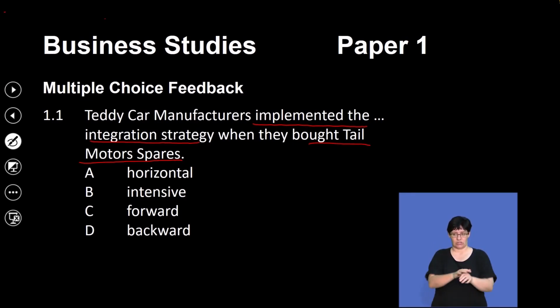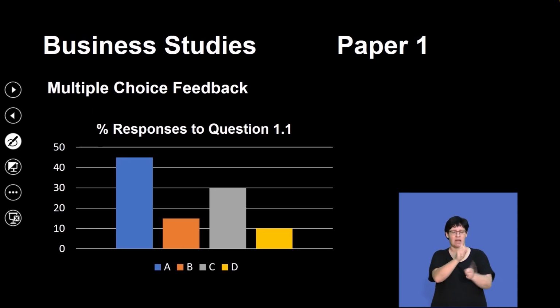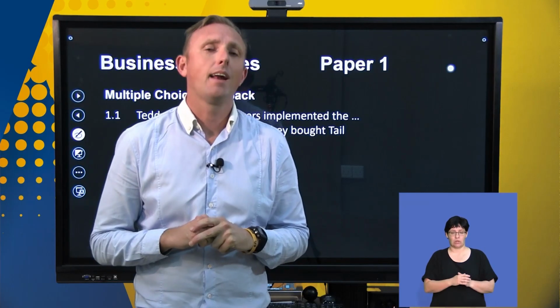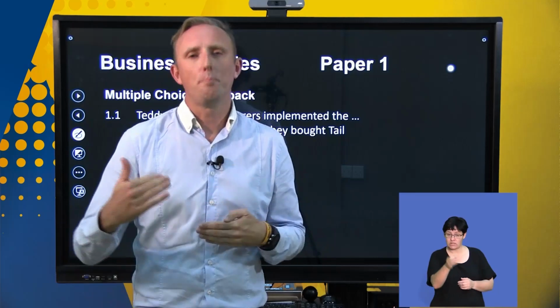So let's have a look at how you have answered. The vast majority of you have gone for horizontal integration. A few of you went for intensive. A fair amount of you went for forward, and then a small group of you went for backward. The answer is actually, there are 2 possible answers for this question. It can either be forward or backward integration.